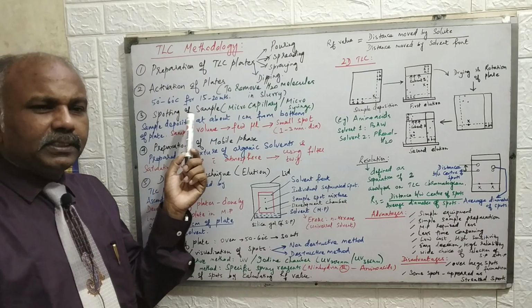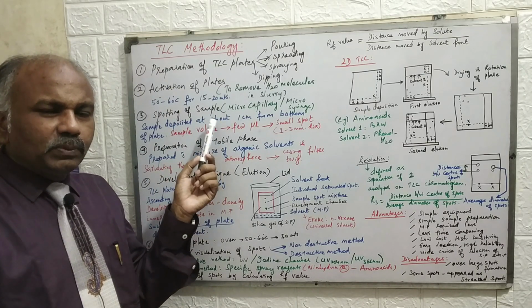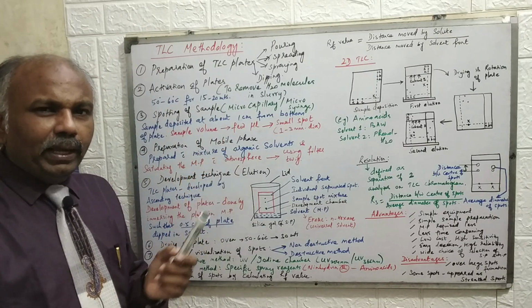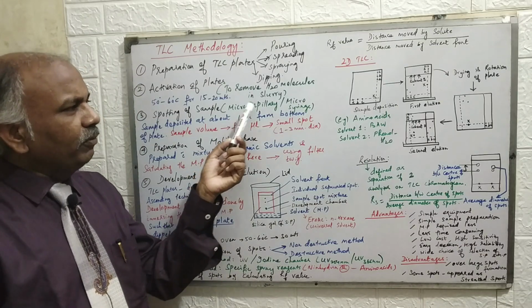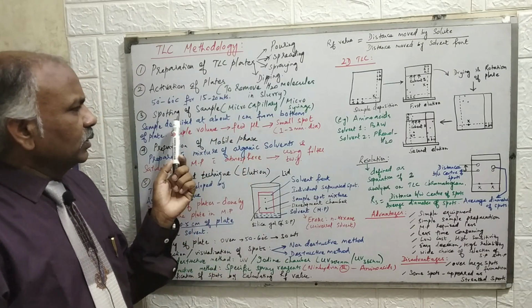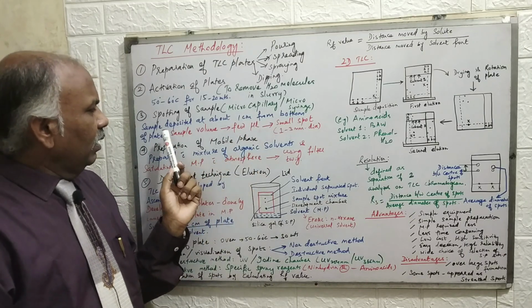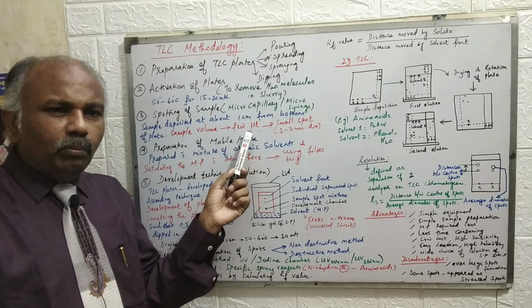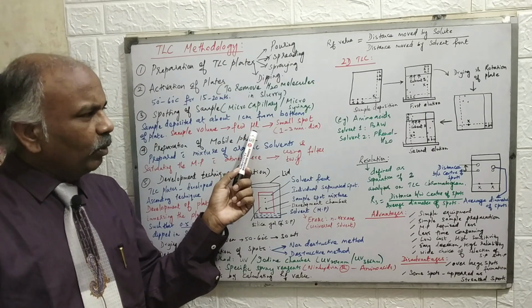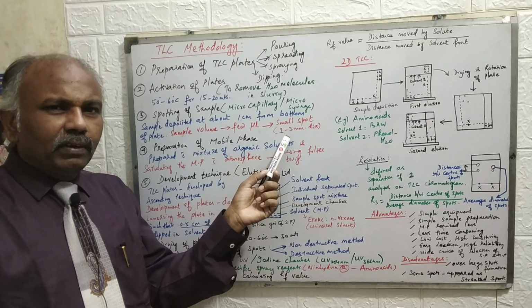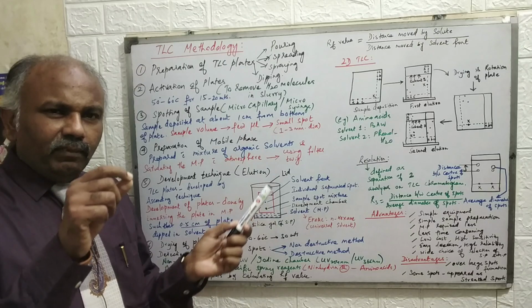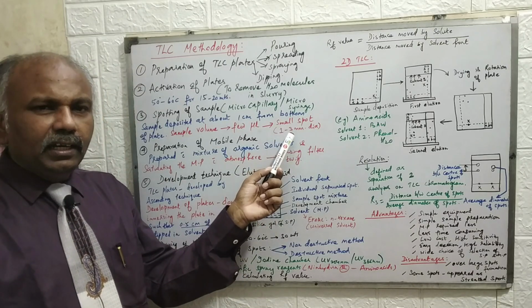The third step is spotting of the sample. Spotting of the sample is done with the help of a microcapillary tube or a micro syringe, right? The sample is deposited about 1 centimeter from the bottom of the plate, and the sample volume we are using in TLC will be a few microliters.